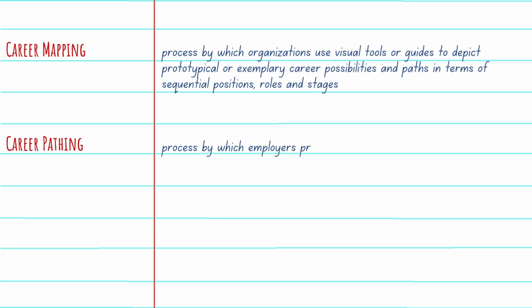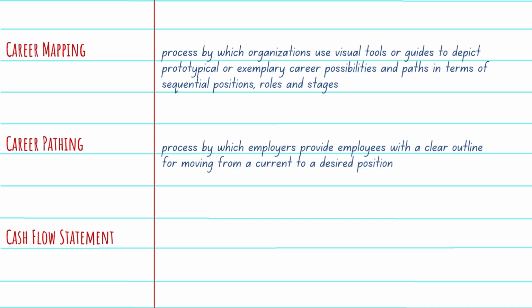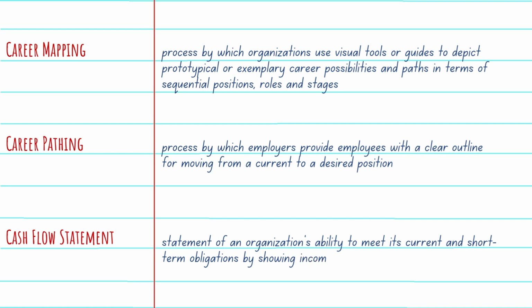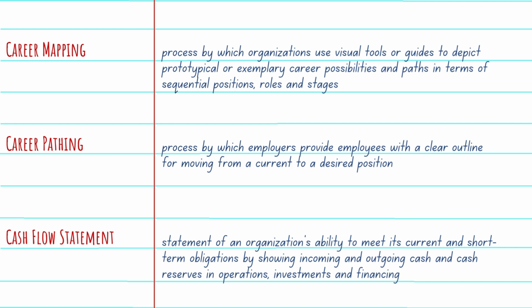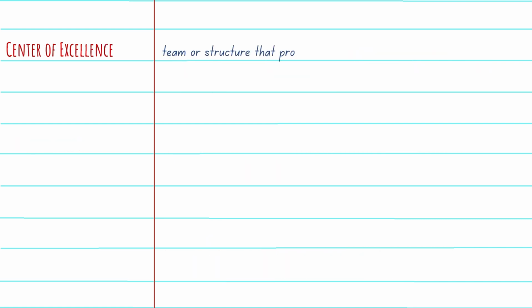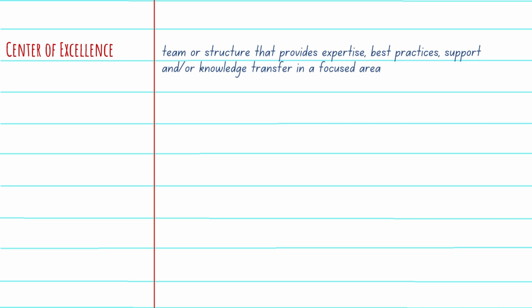Career pathing is the process by which employers provide employees with a clear outline for moving from a current to a desired position. A cash flow statement is a statement of an organization's ability to meet its current and short-term obligations by showing incoming and outgoing cash and cash reserves in operations, investments, and financing. A center of excellence is a team or structure that provides expertise, best practices, support, and/or knowledge transfer in a focused area.